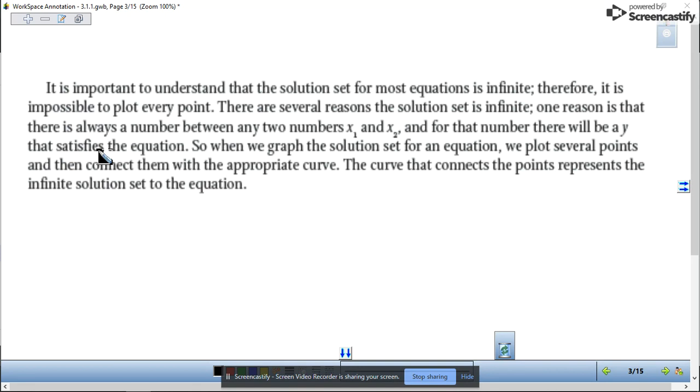Y'all are used to graphing. This is review. Again, the first lesson in the unit is usually some type of review. So the curve that connects the points is the infinite solution set. That's probably the thing that we're not comfortable with, calling it a solution set. The terminology is something we've got to be pretty good at.